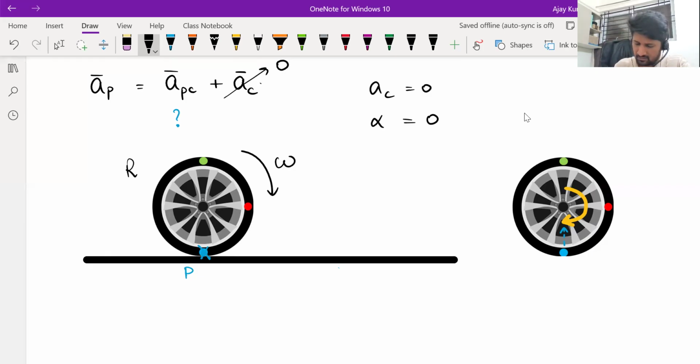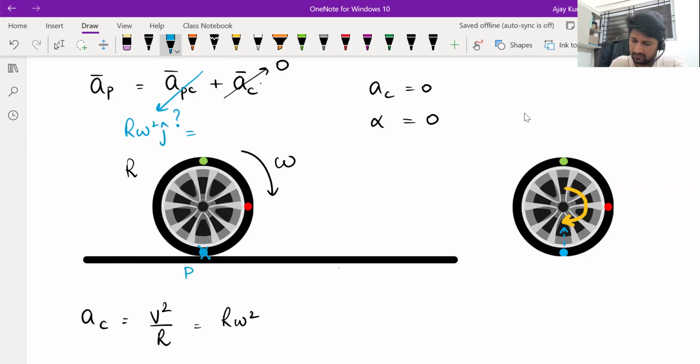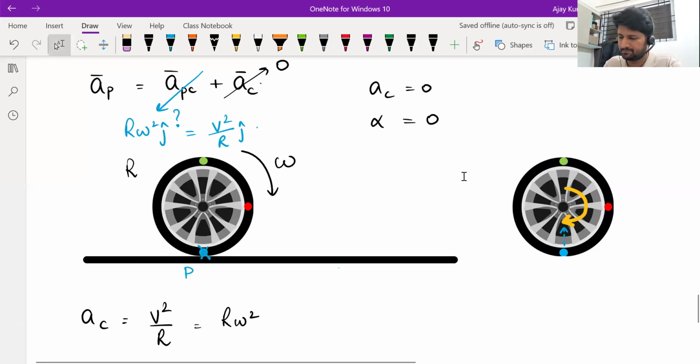What is the formula for centripetal acceleration? v square by r. You can also write it as r omega square. In which direction will it be? Towards the center, means j cap. Therefore, acceleration of the point P with respect to center of mass is r omega square j cap. Or you can also write it as v square by r j cap. Rishi, is this clear? Yes, sir.